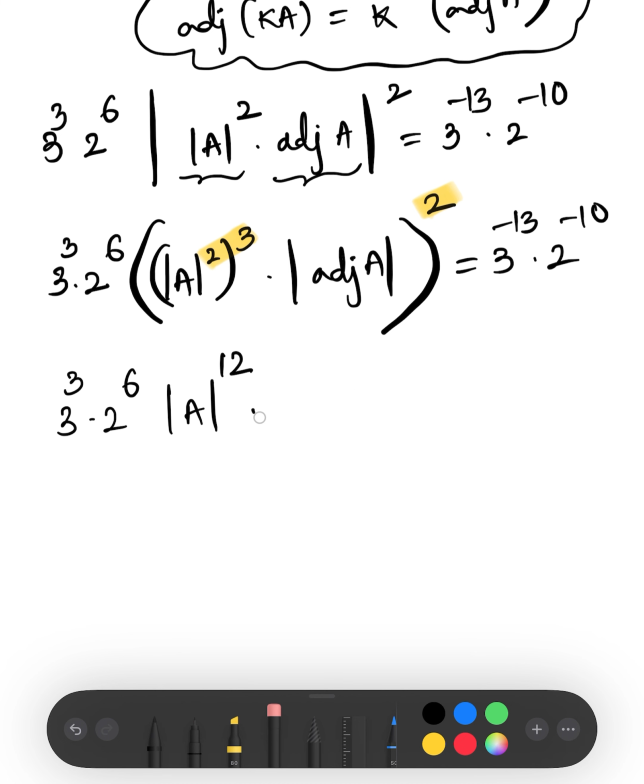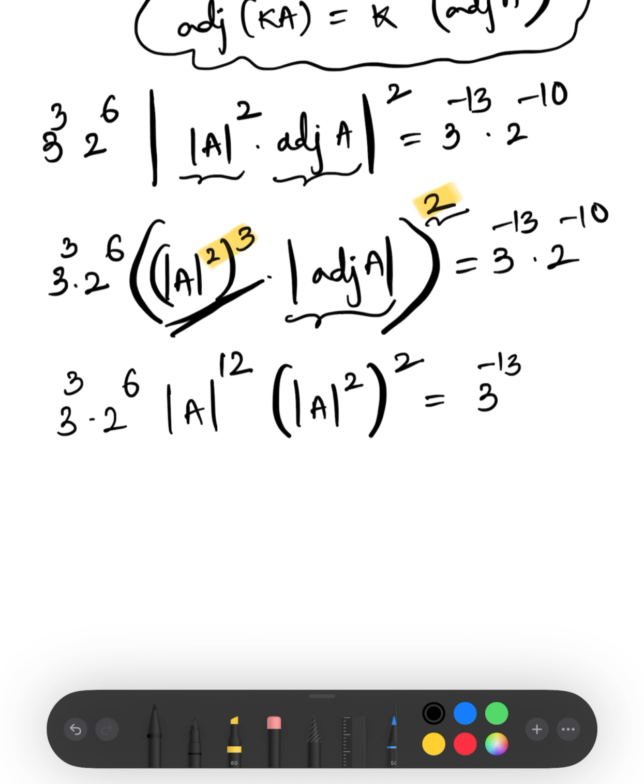Now see this. What about det of adjoint A? Det A whole power n minus 1, that is nothing but det A whole square. Here already whole square is there. This 2 I distributed for this and now I distributed for this. That is equal to 3 power minus 13 into 2 power minus 10.